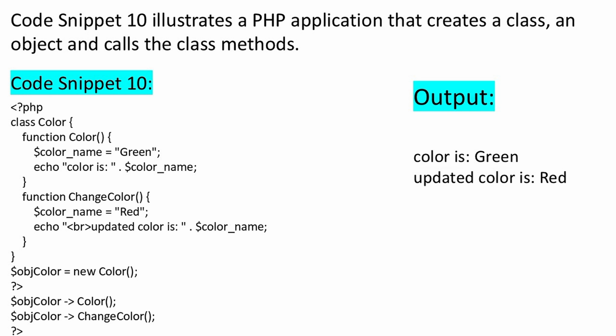The first line displays the initial color as green, and the second line shows that the color has been updated to red. This example helps demonstrate how objects work in PHP and how methods inside a class can be used to control or modify the values stored in an object. It also shows the process of calling class methods using the arrow operator, which connects the object with its functions. Overall, this snippet explains the basic concept of object-oriented programming in PHP in a simple and easy-to-understand way.